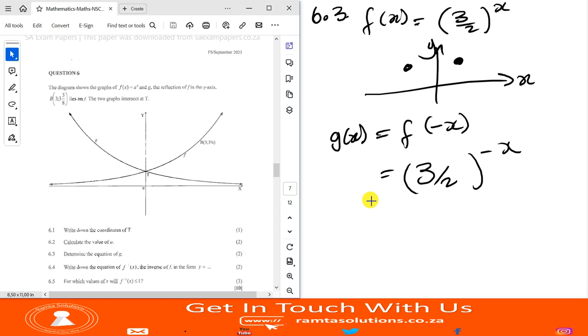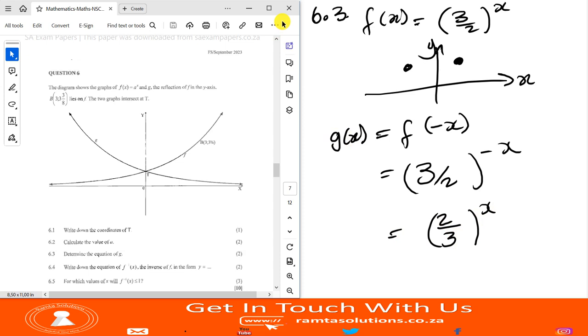It's okay, right? 2 over 3 all to the power x. Okay, it's okay. You can say this. Let me just write it down. 2 over 3 all to the power x. Nothing wrong with it. Okay, perfect. Now this is g of x.